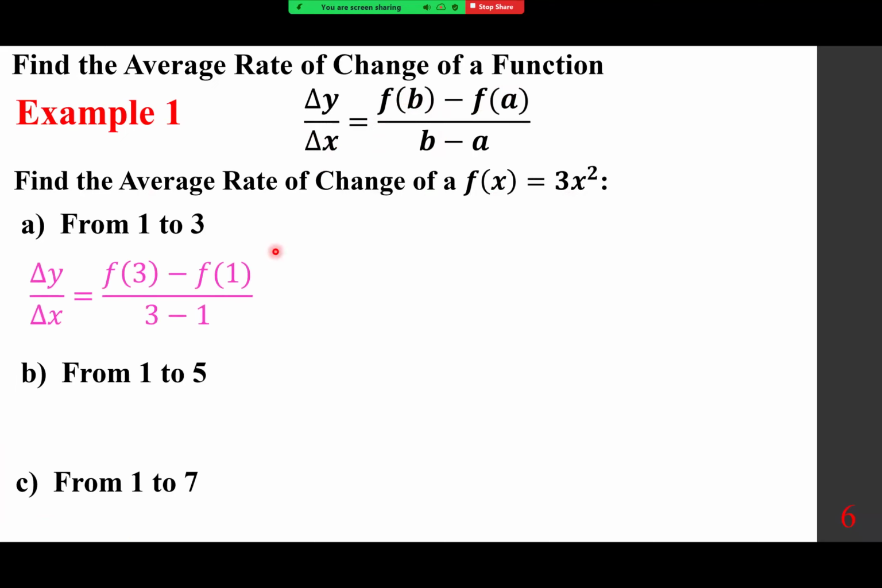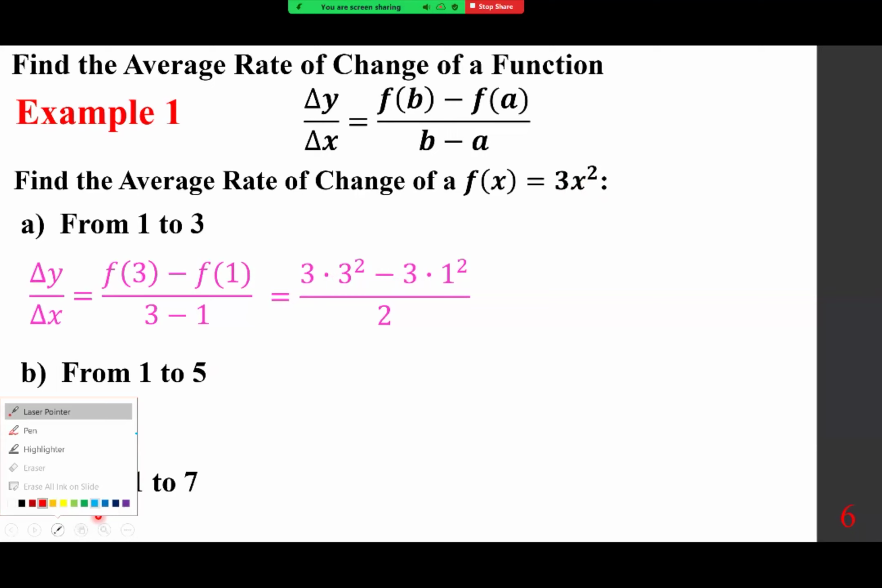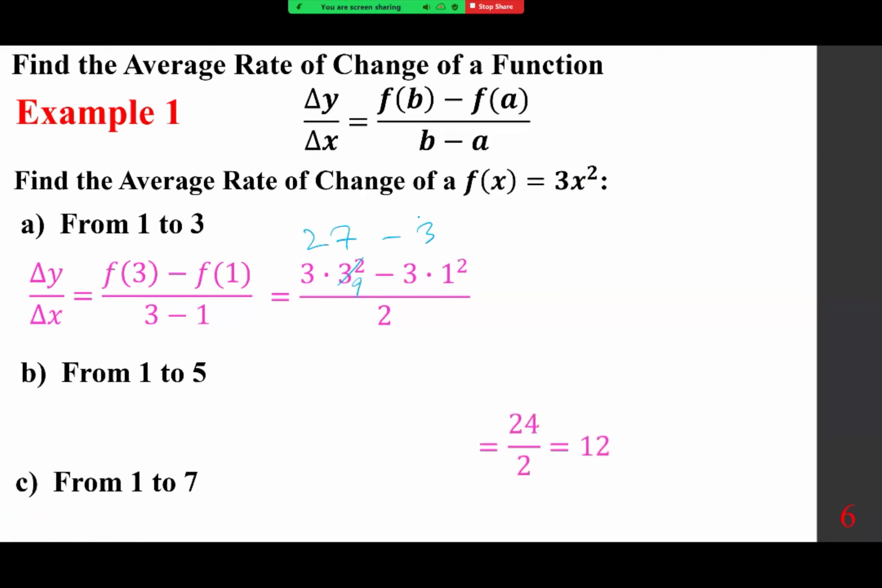So we're going to plug in 3, we plug in 1, obviously the denominator is 2. When we plug in 3, 3 times 3 squared minus 3 times 1 squared, this is 9. So you get 27 minus 3, 24 over 2, and that is 12.